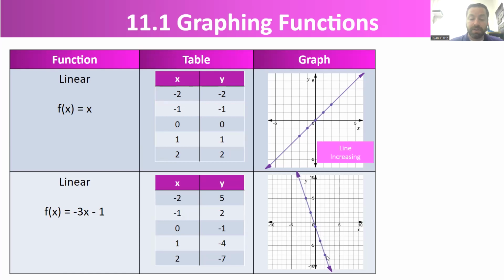And 2, -7. And you see they form a line. Now this line is going downhill as you go left to right, so we call this a decreasing line. So that's linear functions.